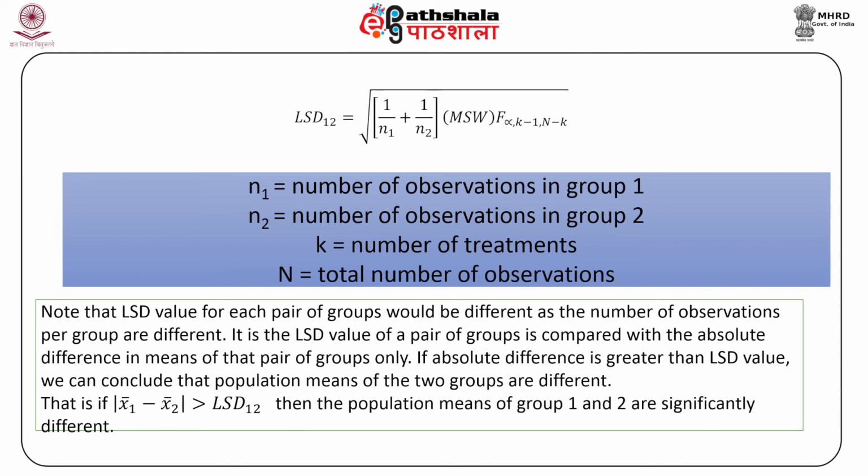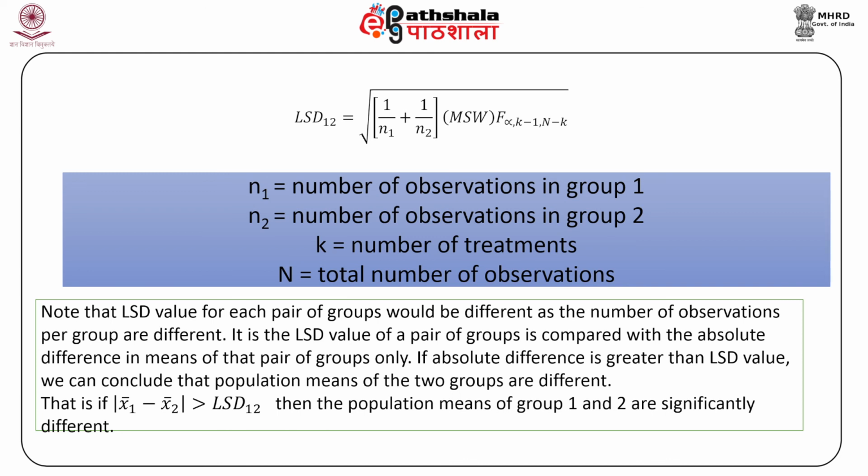Having understood this first case, let us now move on to case number 2. Suppose the number of experimental units or samples in each treatment are different. In the first case we said they are equal, now we are saying suppose they are not equal, they are different. In this case, only a variant of the LSD method can be used.